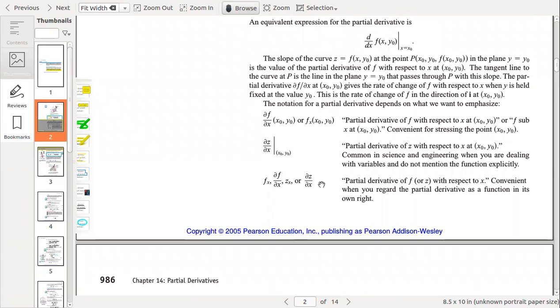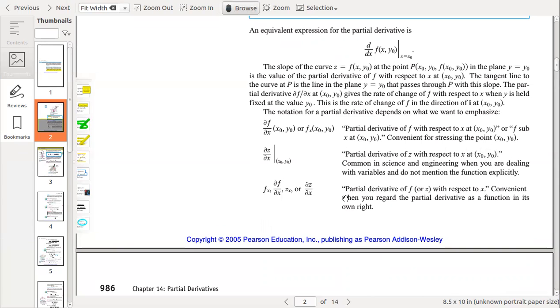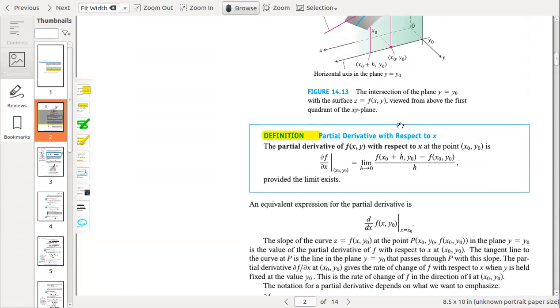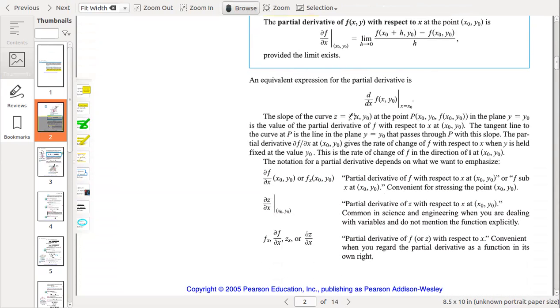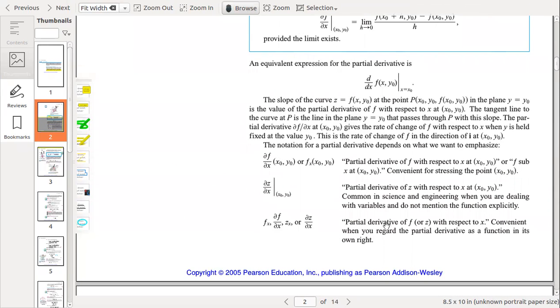Similarly, we use partial f over partial x, or f sub x, partial z over partial x, or z sub x, for the partial derivative of f with respect to x. So this is convenient when you regard the partial derivative as a function. These are actually the notations. What is important on this page is the definition. You must know the definition of partial derivative. The rest is just explanation and notation.